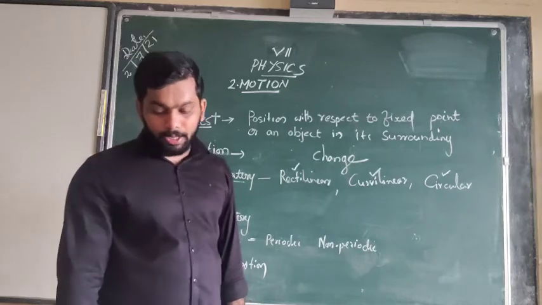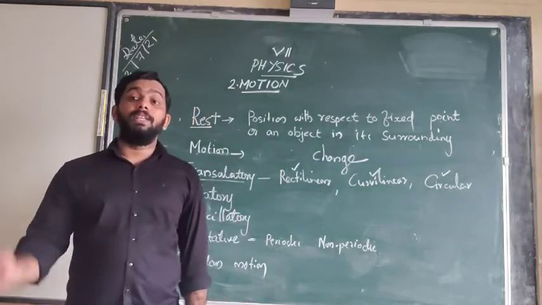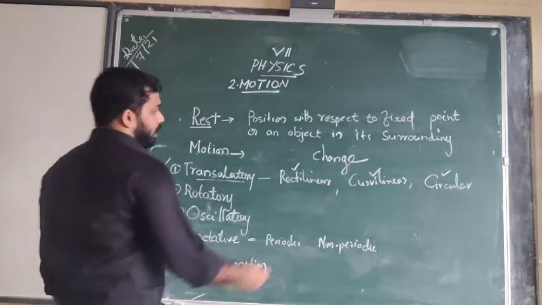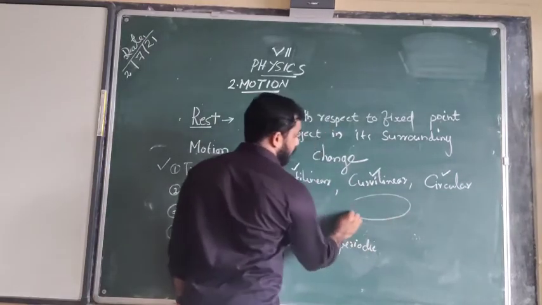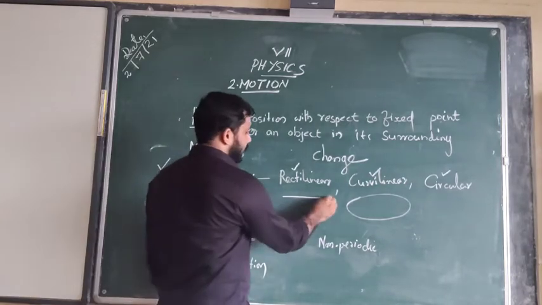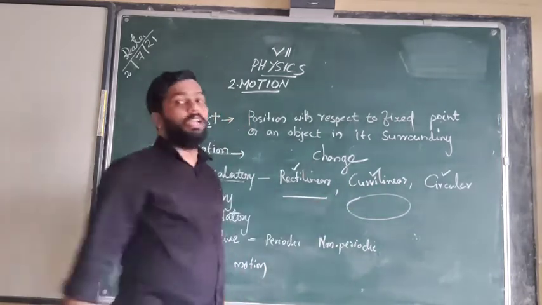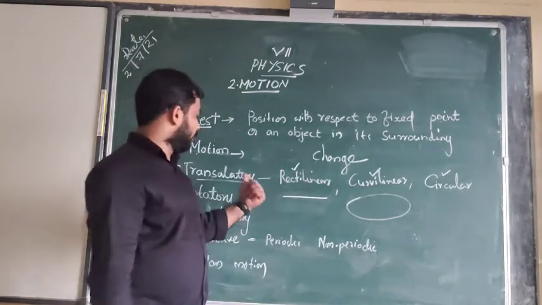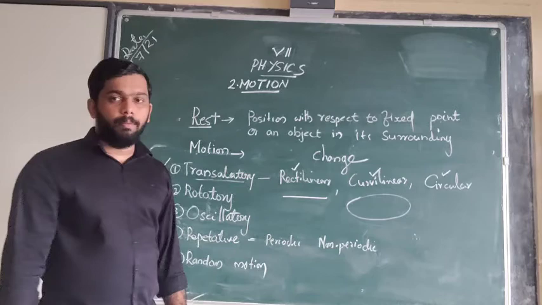What is curvilinear motion? If the path is curved, not just like this, it will be a curved path. Rectilinear is a straight path. If the object is moving on a curved path, it is curvilinear motion, and it will come under translatory motion.